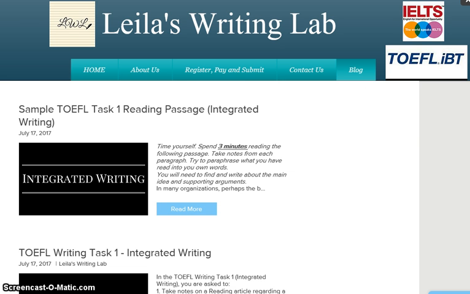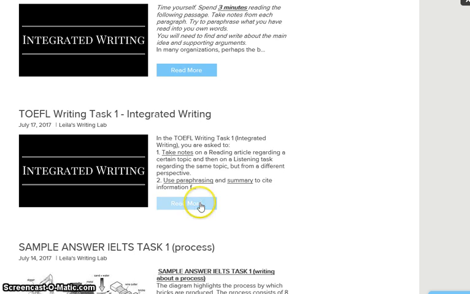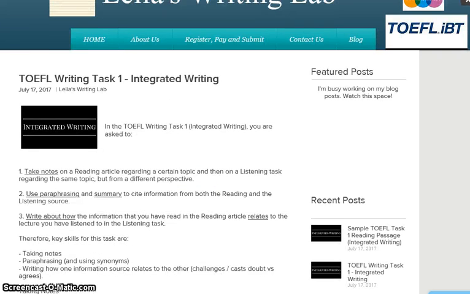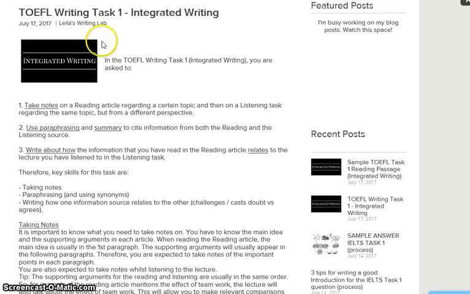Now, before I do that, I just want to draw your attention to one article that I posted previously on my blog, and that is the TOEFL Writing Task 1 Integrated Writing, the skills that we need in order to complete this writing question. For those of you who are not sure what integrated writing is, it's task 1 of the writing section of the TOEFL test, and it's where we have two different sources of information.